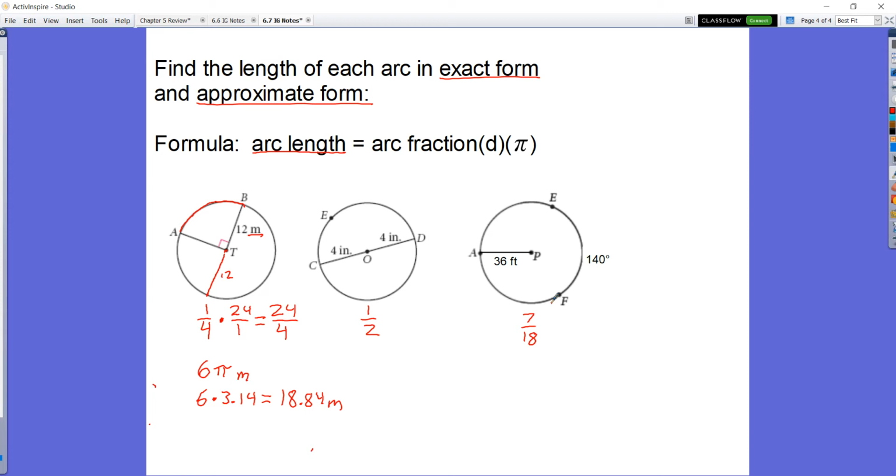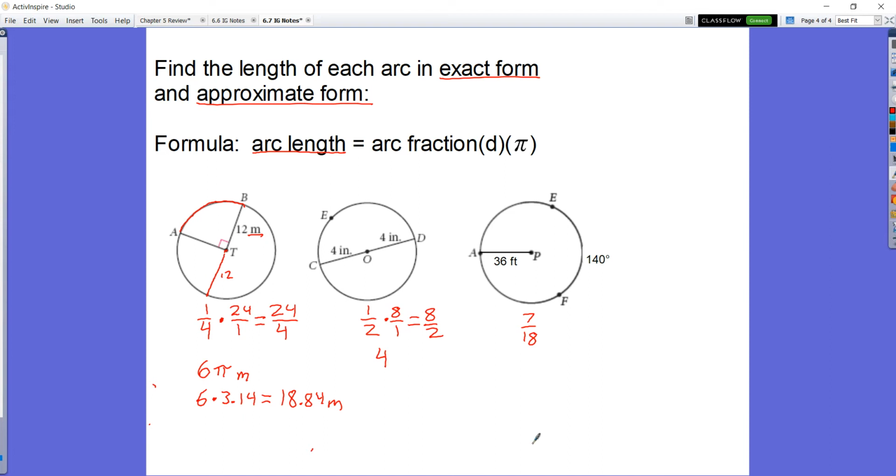Let's work out the other ones. For this circle we came up with the fraction 1/2. We're going to do our first step, multiply our arc fraction by the diameter. The diameter for this one, we got 4 here and 4 here, so it's going to be 8. So we'll multiply by 8 over 1. You can probably figure out what that is already, but to demonstrate, it multiplies out to 8 over 2, multiplying straight across, and that simplifies down to 4.